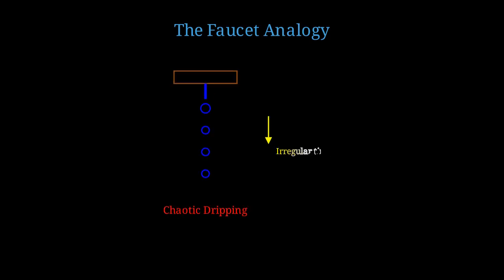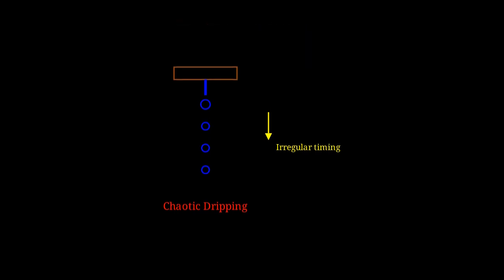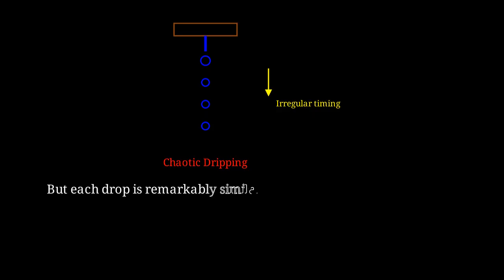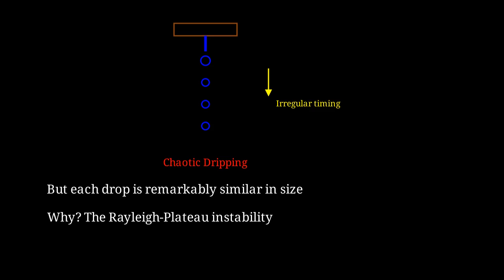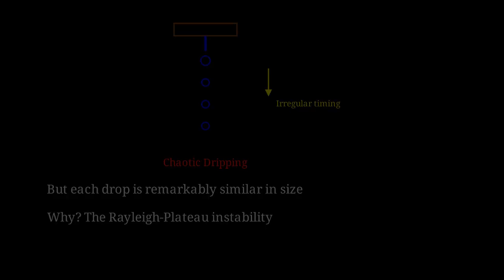A chaotic faucet drips irregularly. Sometimes drops fall quickly, sometimes slowly. The timing is unpredictable due to complex fluid dynamics. Yet here's the key observation. Even though the timing is chaotic, each individual drop is remarkably similar in size and shape. Why does this happen? It's due to a fundamental instability called the Rayleigh Plateau instability.